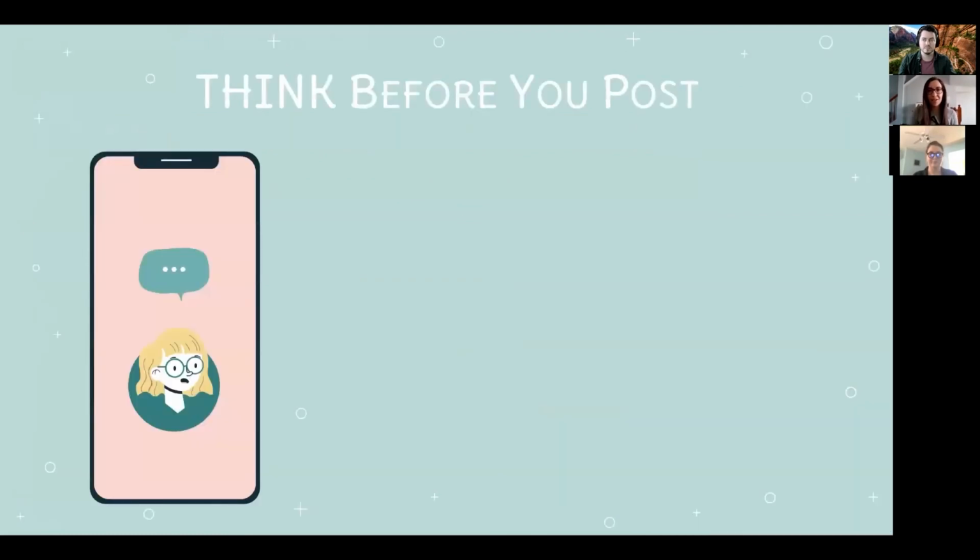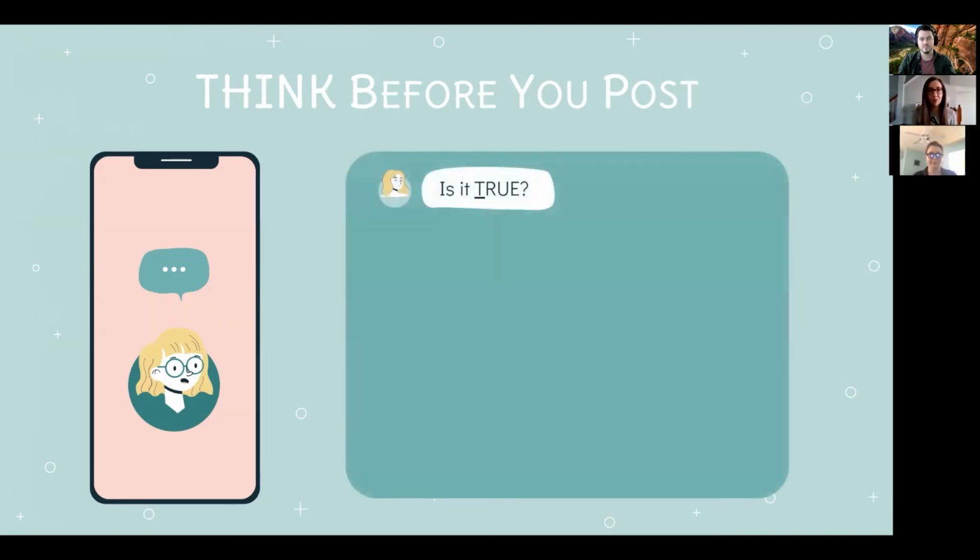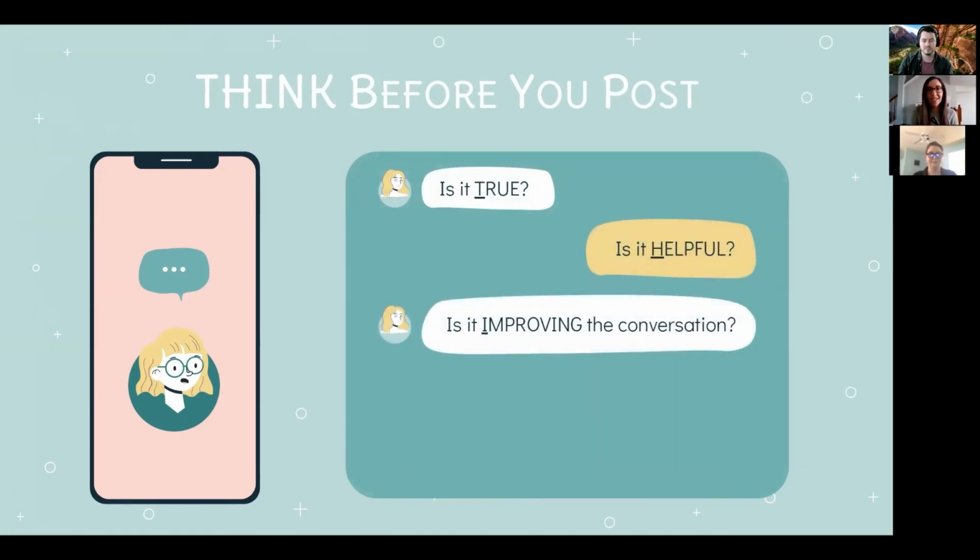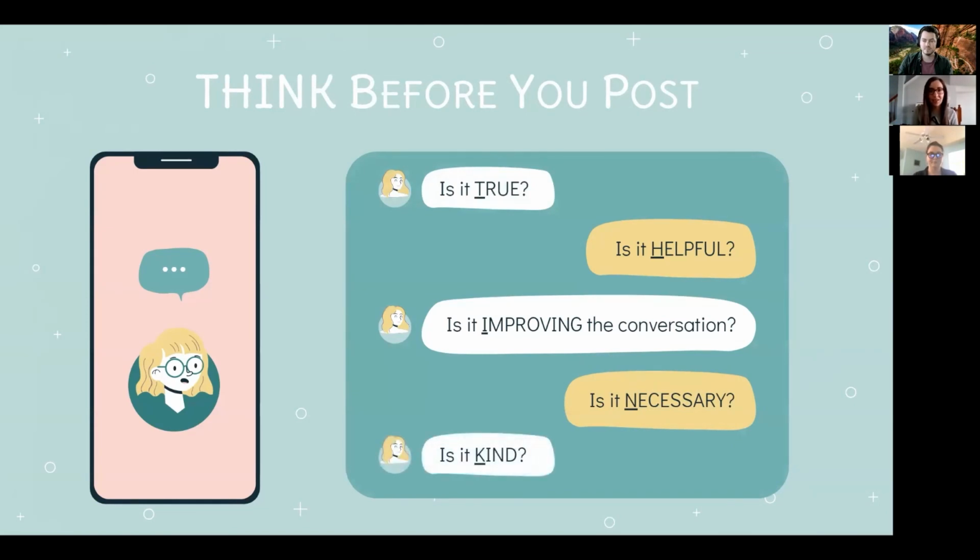And there is an acronym that if you do feel the need to post something or respond to a post, the acronym is THINK, which is really helpful. So the T is, is it true? The H, is it helpful? Is it inspiring? Is it necessary? And is it kind? So you want to ask yourself those questions before you post or respond.